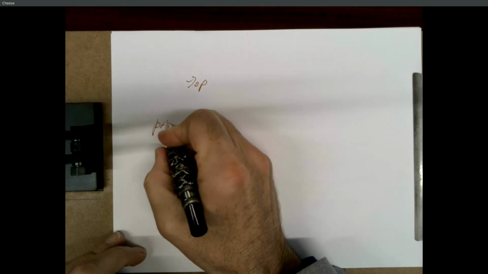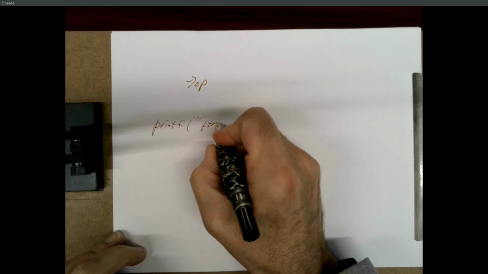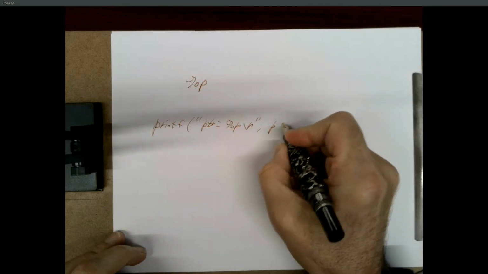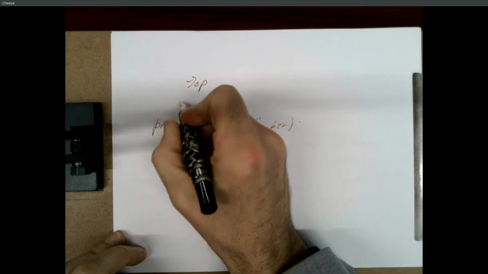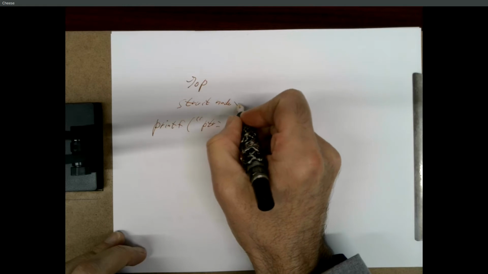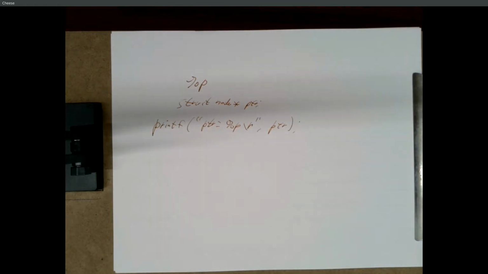So you can say, right, where pointer's like a struct node star. That should always work well.